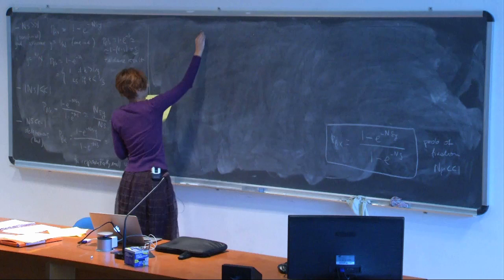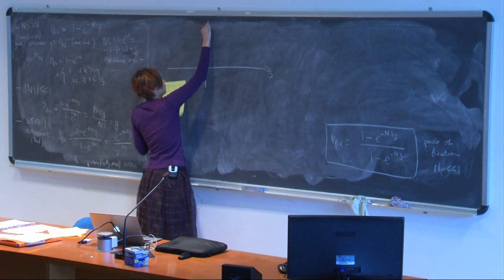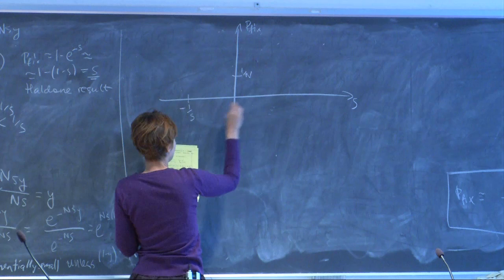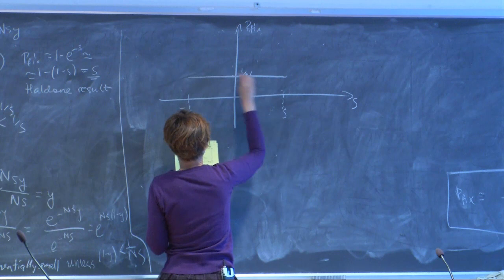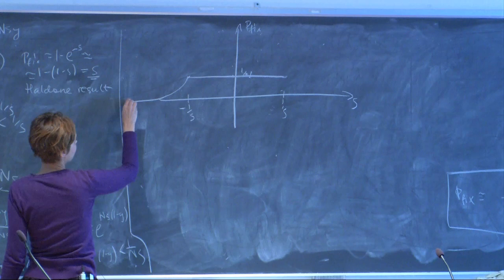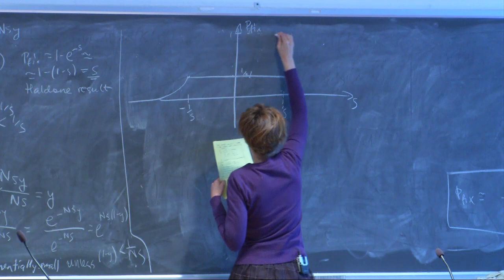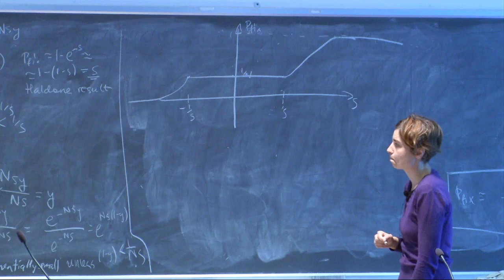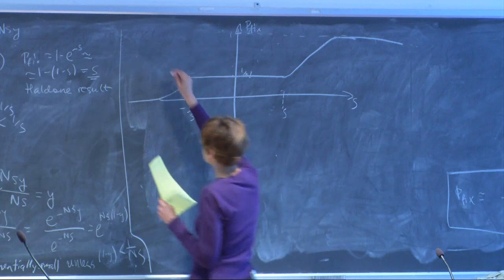So let's draw this. The probability of fixation as a function of the selection coefficient. Starting with 1 over n, between minus 1 over s and 1 over s, you basically have, if you start with 1 individual in your population, a constant probability of fixation regardless of whether you're good or bad. Here you have an exponentially decaying probability of fixation. Here is 1, where you're certain to fix, and in this intermediate regime. This is for, again, n mu less than 1.